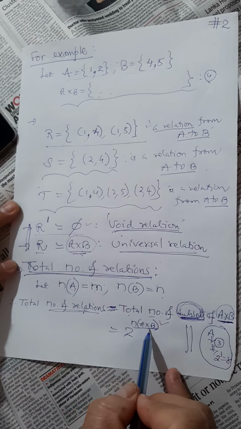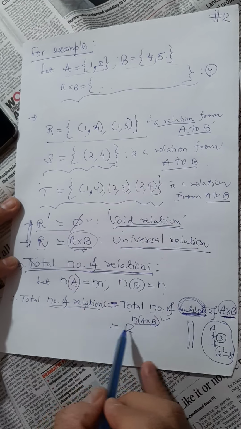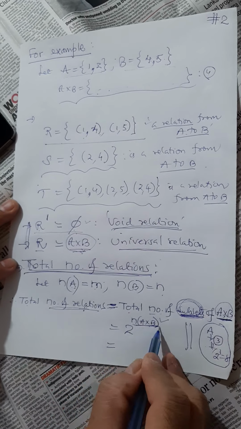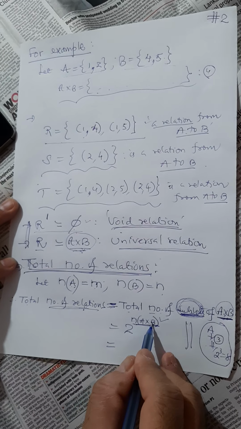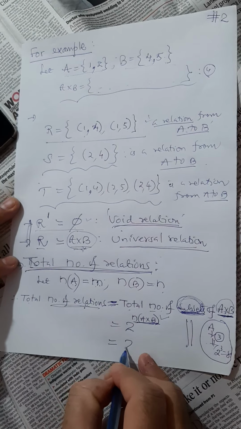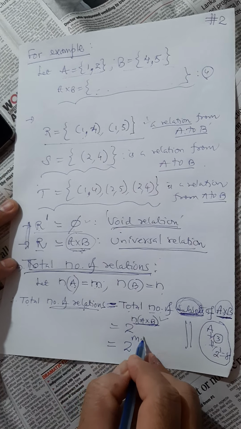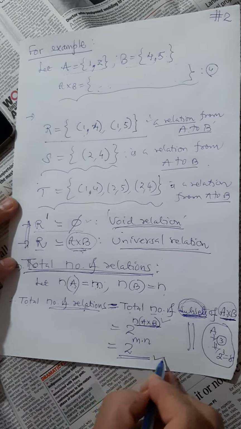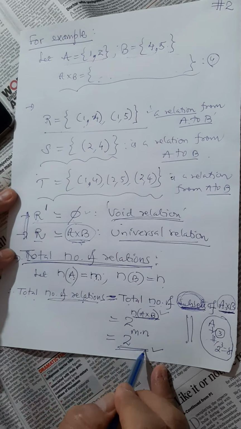So the number of elements in A cross B. Again, you recall this, how do you write the number of elements in A cross B? That is m into n. So 2 raised to m into n. This way we get the formula for the number of relations.